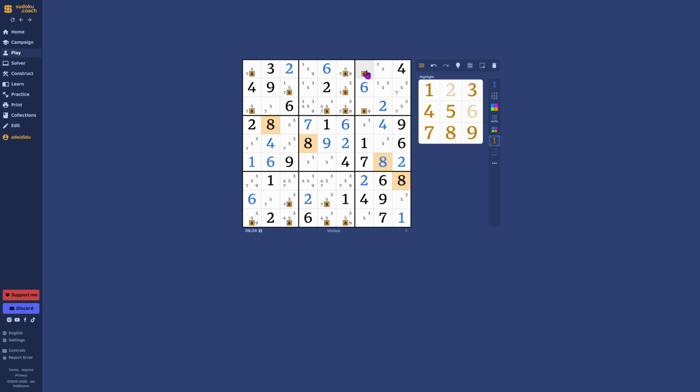So 8. Locked candidates, no help. Strong link between these two. For the moment, no help. Okay, but I can see an empty rectangle. So we have this shape pointing to a strong link, and its projection is this 8. We take it out, and now we are left with locked candidates. We take out this 8.